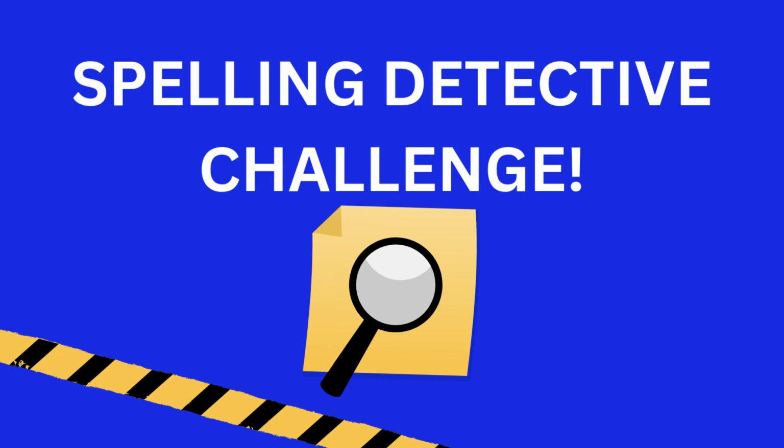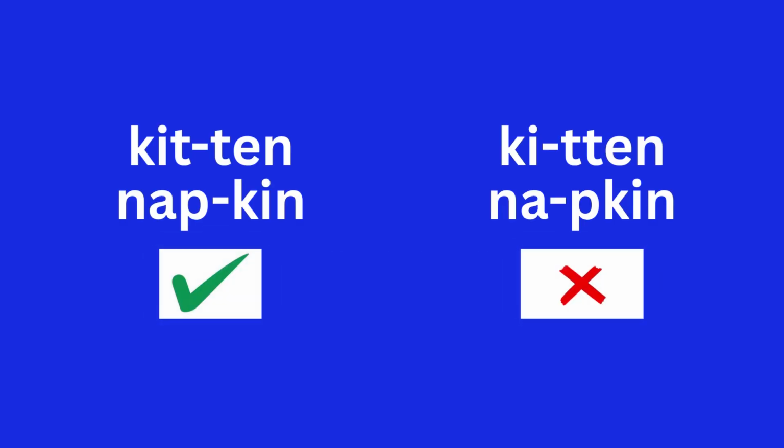Spelling Detective Challenge. I'm going to show you two words, kitten and napkin. Both words are easy to read, but have you ever wondered why we break them into syllables as kit, ten, nap, kin, and not ki, ten, na, kin? There's actually a simple rule behind it.